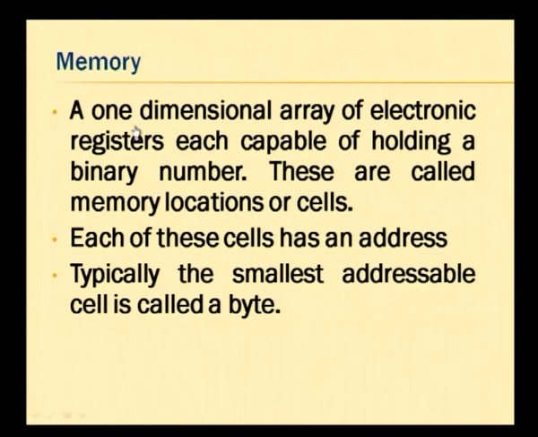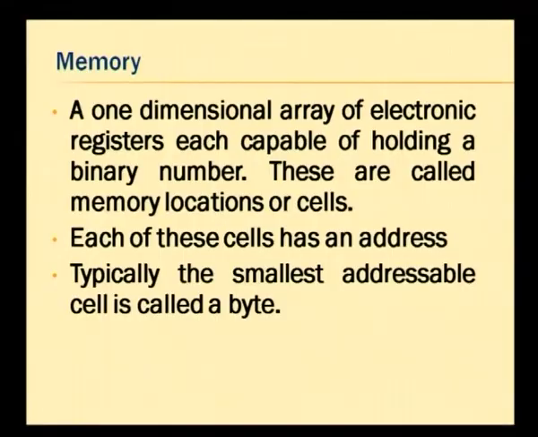Now, a little bit on each of these modules that we talked about. First, let us take a look at memory. What is memory? We normally look at it as a one-dimensional array of electronic registers, each capable of holding a binary number. These are called memory locations or cells. When we talk of memory, there is some data stored in each of them, which means that every cell has some kind of an address.